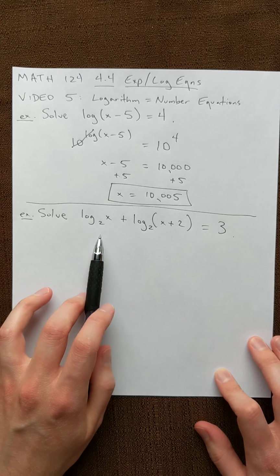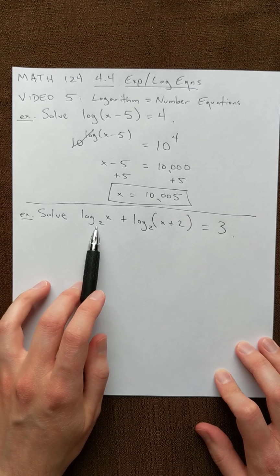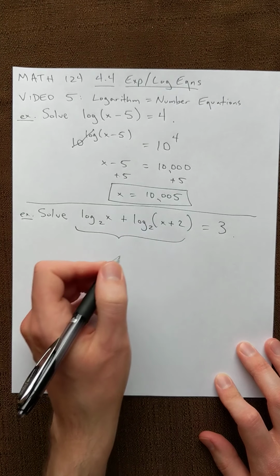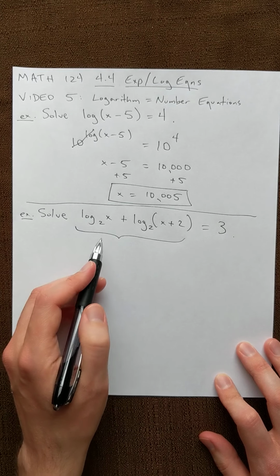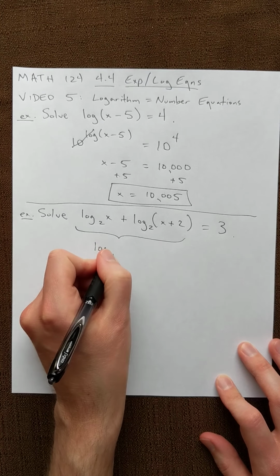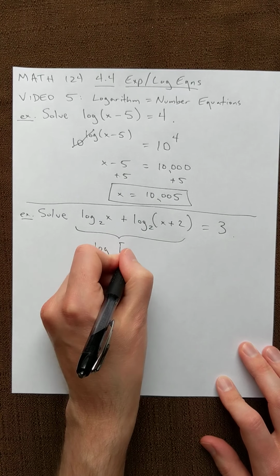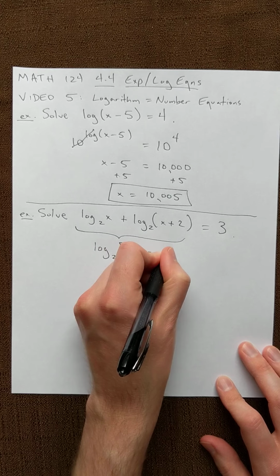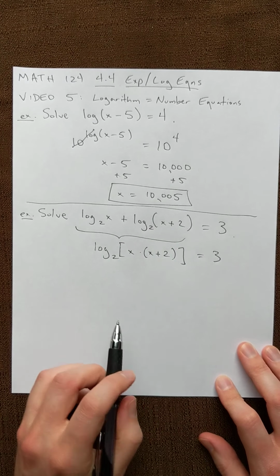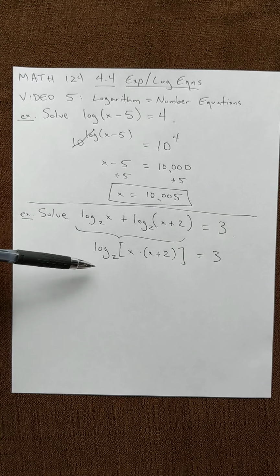Again, our general strategy is if we see a log plus a log, or if we see multiple logs on one side, we first want to combine them. So our first step is always going to be combining logs, and our rule for log plus log is multiply the insides. So log base 2, keep the same base, and multiply the inside. So x times x plus 2. Okay, it's slightly more complicated than the last one, but still the same idea.